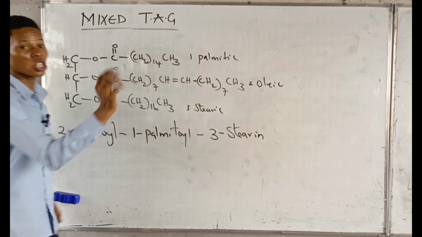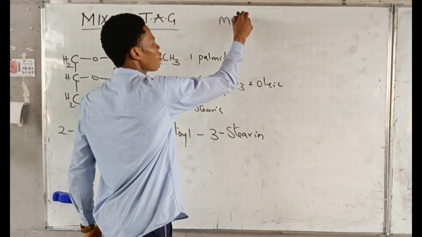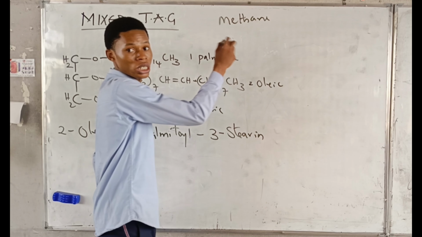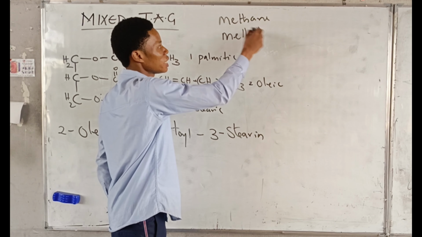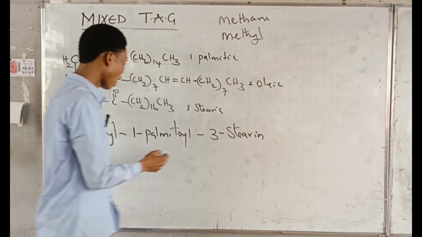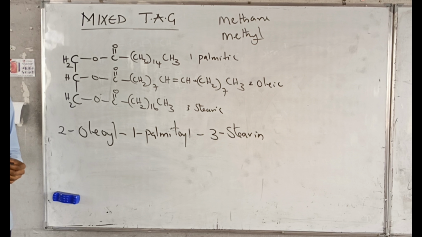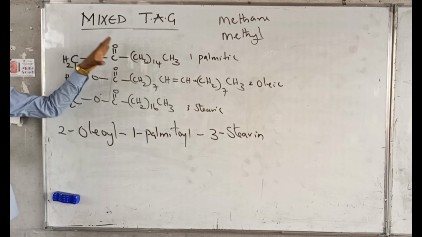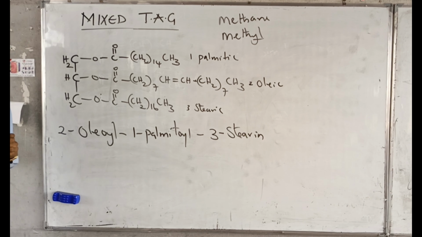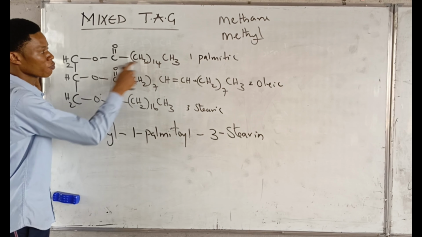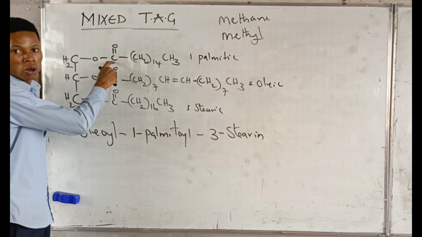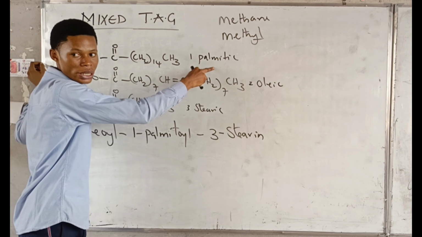Good. It's the same thing as when we have methane and we are now using it as a substituent, you have methyl. You see the yl we are adding. Now look at this. Let me take it again. This is a mixed triacylglycerol. You want to name it. The very first thing you have to do is identify the fatty acids present. This one, 14, 15, 16. 16 carbon, no double bond, we know it's palmitic acid, right?